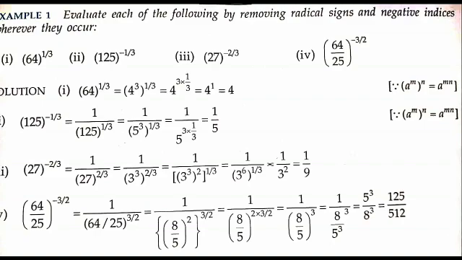In subtopic 4, I have 64 by 25 whole raised to the power minus 3 by 2. So we can write 1 divided by 64 by 25 whole to the power 3 by 2, and 64 by 25 can be given as 8 by 5 to the power 2. So using the same law, I can write 1 divided by 8 by 5 whole raised to the power 2 into 3 by 2, which results in 1 divided by 8 by 5 to the power 3, which is equal to 5 raised to the power 3 divided by 8 raised to the power 3, and it gives 125 by 512.